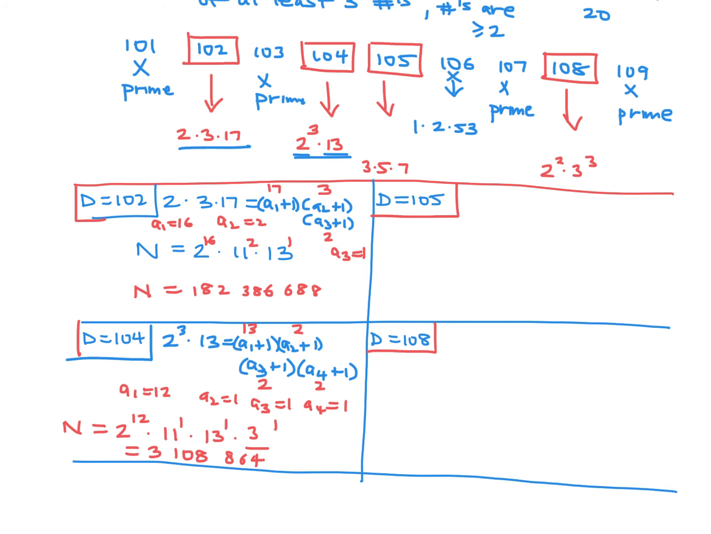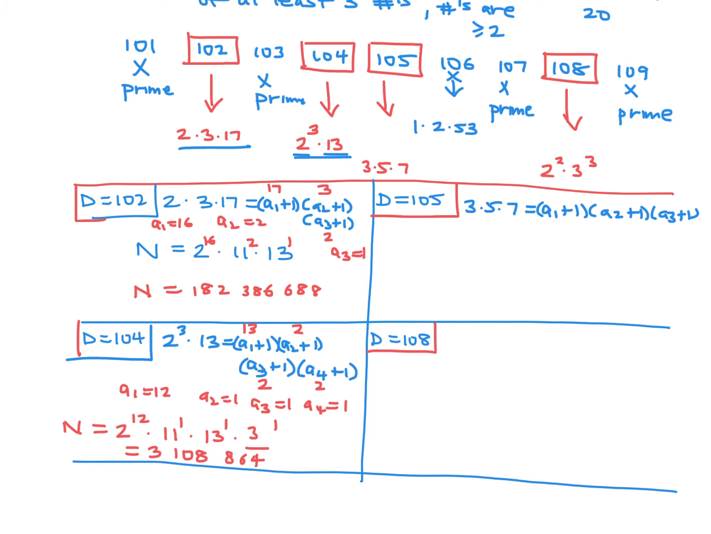Okay, we're still not done. We still got a couple more. So 105 for D. That's 3 times 5 times 7, correct? Yeah. So 3 times 5 times 7, and that is my A1 plus 1 times A2 plus 1 times A3 plus 1.